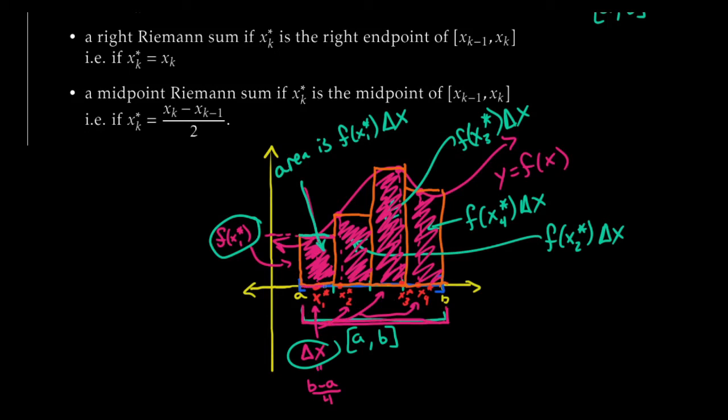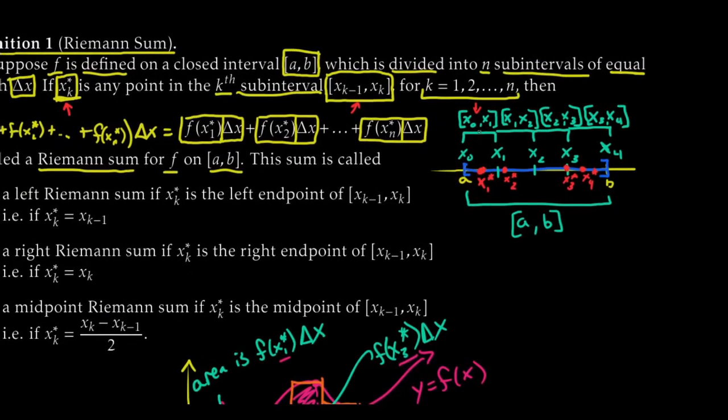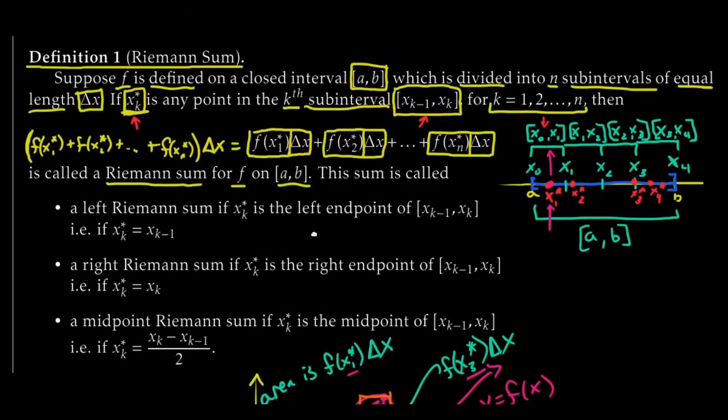We know how to choose the length of the base for each box, but getting the height of each box is where all these x stars come in, xi stars. Using our labeling scheme, here's where they're coming from. The xi star is in the ith subinterval. We cut the interval up into some number of pieces, k pieces, i pieces, whatever letter you want to use for a general number, and we chose a point in each one of these subintervals. Okay, this gives us a Riemann sum.